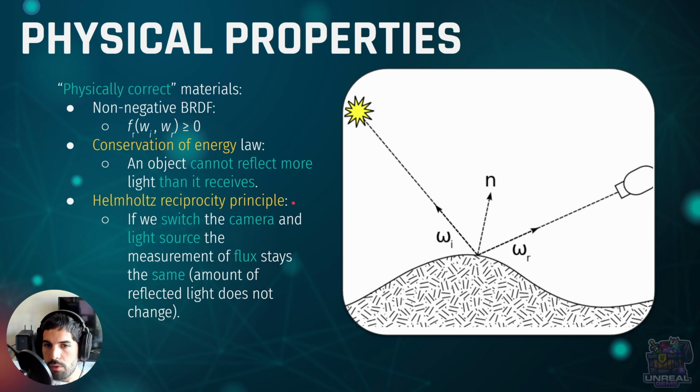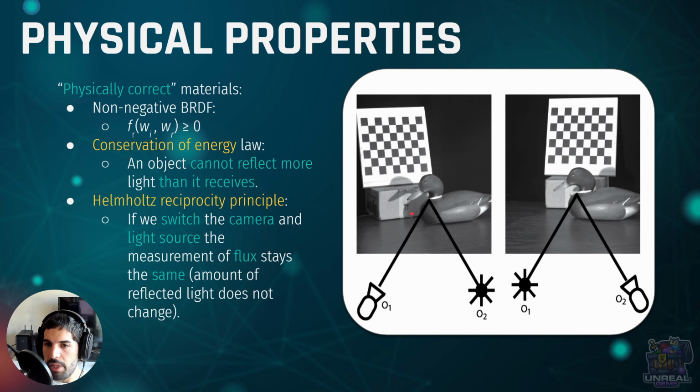Okay. Next, we have the Helmholtz reciprocity principle, which in this case is quite easy also: if we switch the camera with the light source, as we can see here, the measured flux in the point that we are shading should stay the same. Even if the camera and light switch, it should be the same. So that means that the amount of light reflected is not going to change. Be careful, this does not mean that the shadows won't change or other things. It just means that the flux stays the same in the point if you switch cameras and light sources.